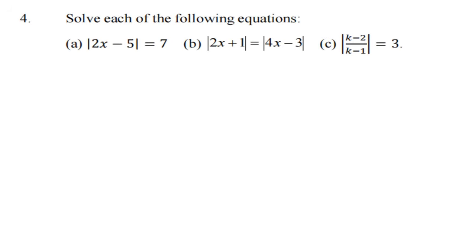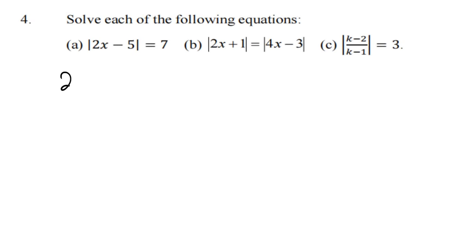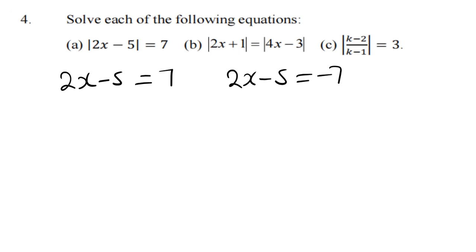We come to question number 4. So we are solving equations 2x minus 5 is equal to, of course you can get the positive part and the negative part, or you square both of them, but I don't want to square so that I don't have bigger numbers. I'm just going to equate one of the equations to be 7, the other one 2x minus 5 will be equal to -7. Then I solve these two equations.